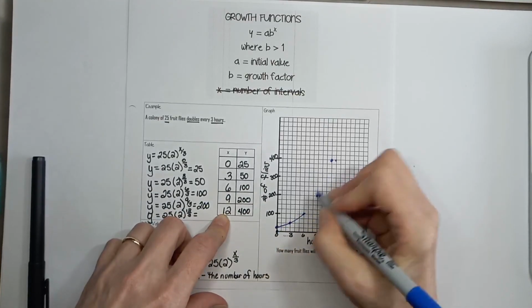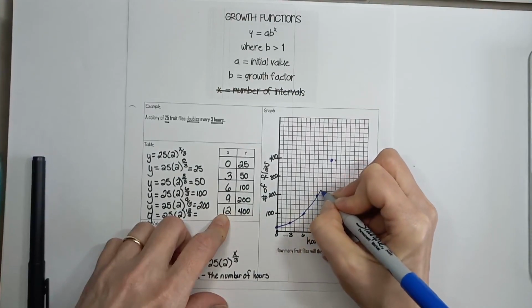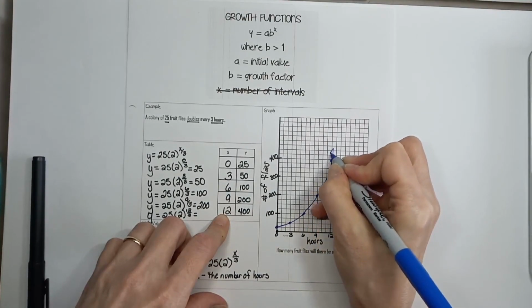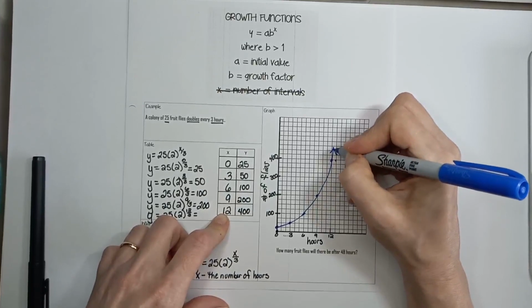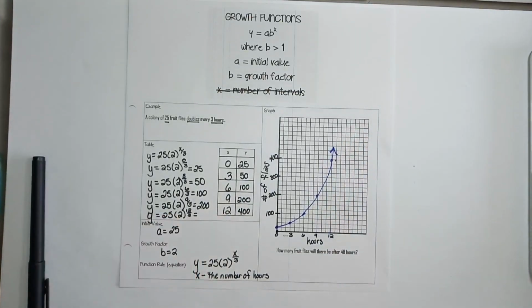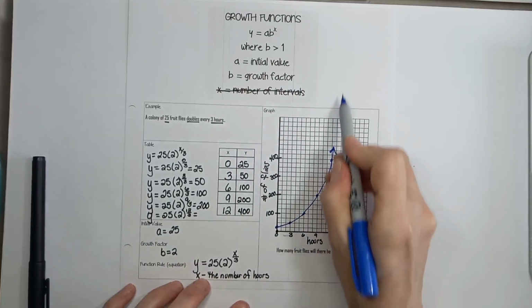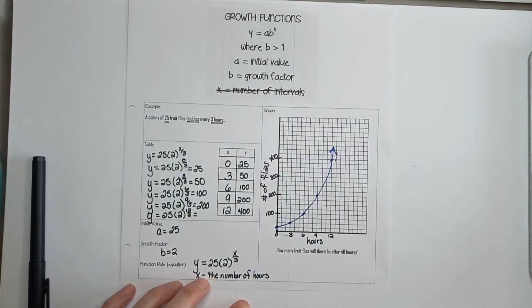So you're going to connect the dots. And this is exactly what exponential growth looks like. It's a smooth curve. It increases very rapidly the further you get on. It'll start to look like it's going straight up in the air. Okay? So that is one example.